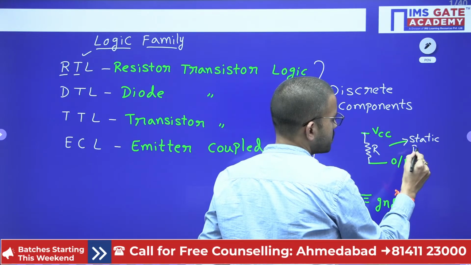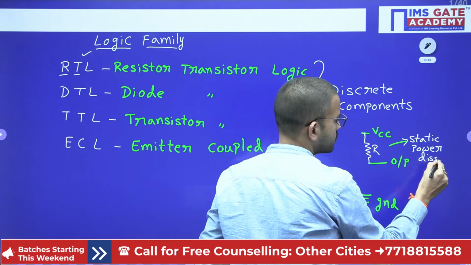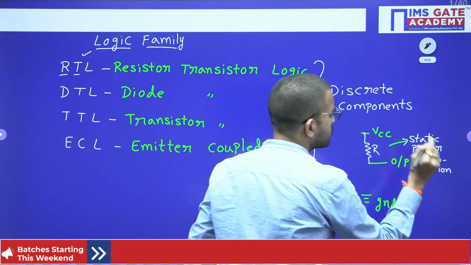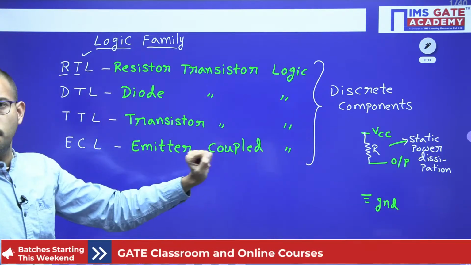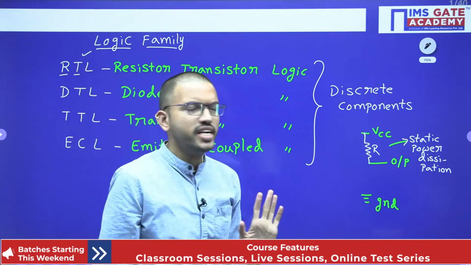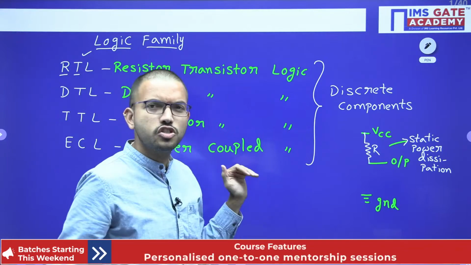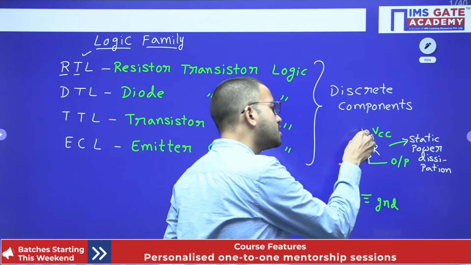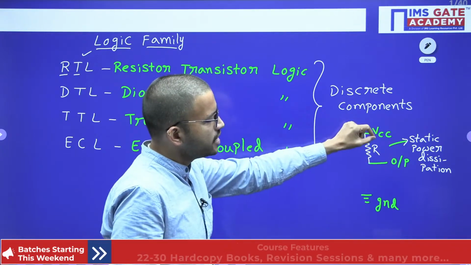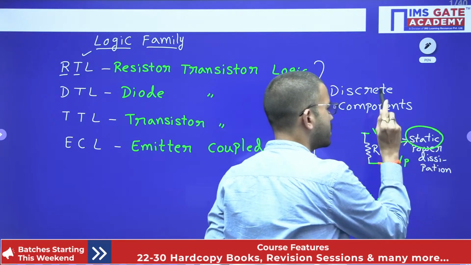Static power dissipation. Okay, so this is the drawback. Irrespective of the operation or the requirement, throughout the operation, when you are using this particular circuit, in this particular resistor always current will flow. Because of that you are getting power dissipation, and that power dissipation we will call static.